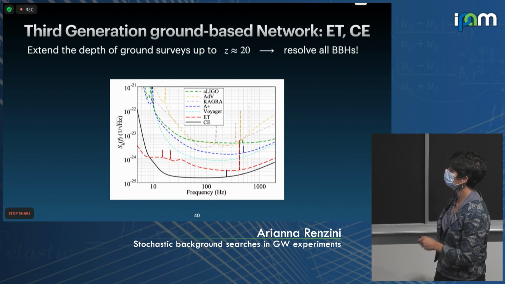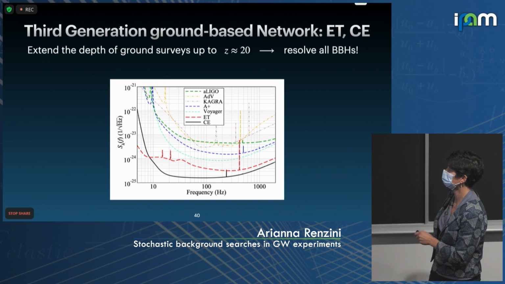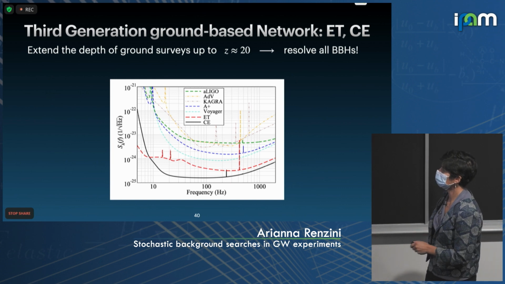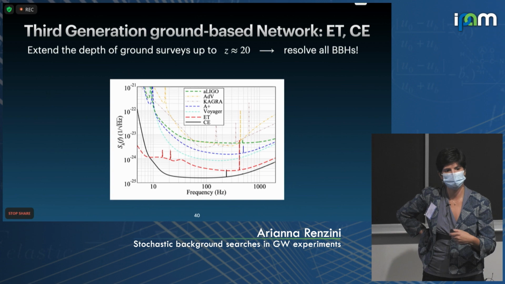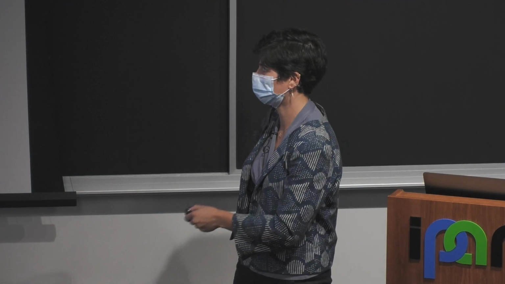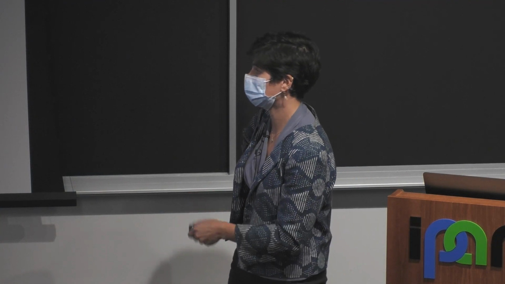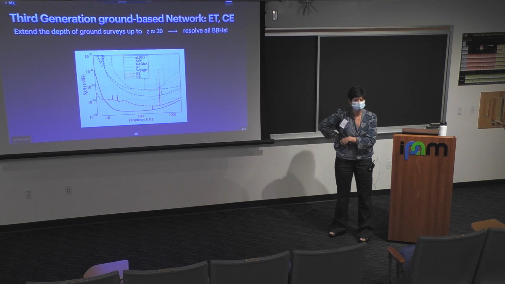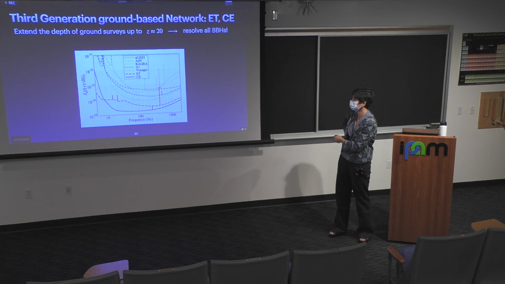So the upshot of a future 3G detector, so Einstein Telescope and Cosmic Explorer, is that potentially we will see binary black holes at really incredible depth. So the expectation is that we'll actually resolve all the black holes. So there's not going to be a stochastic background from black holes. It's all going to be directly detected. These two curves, the black and the red, are the expected sensitivity curves with CE and ET.